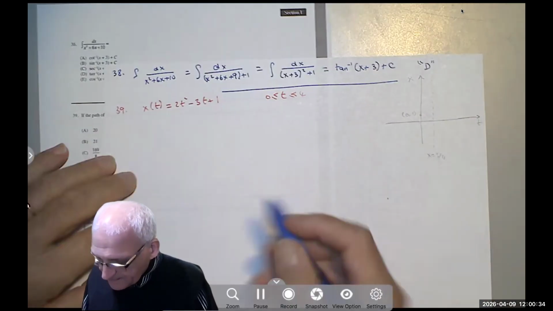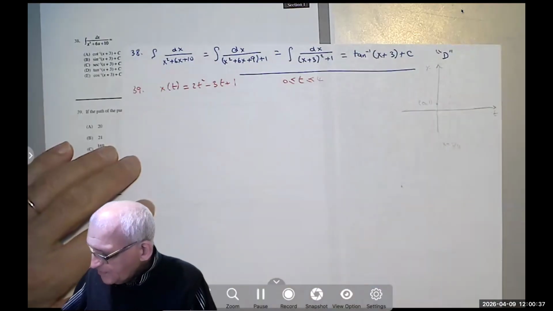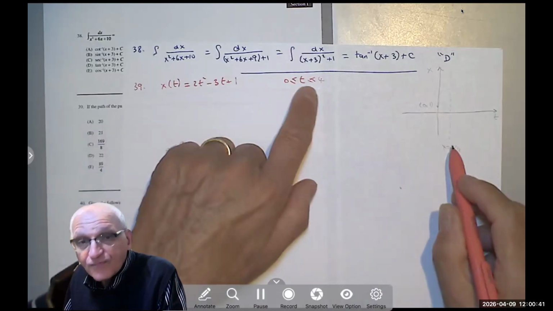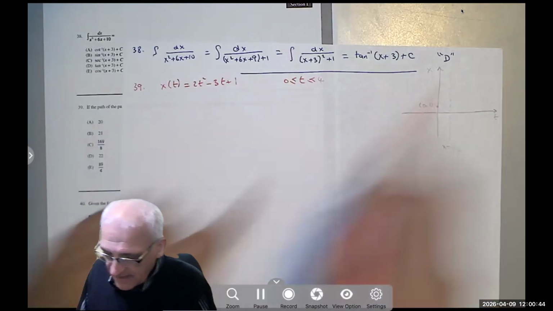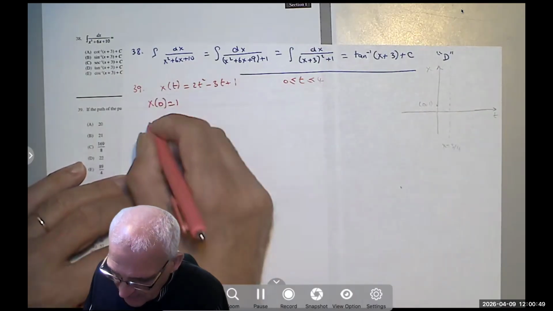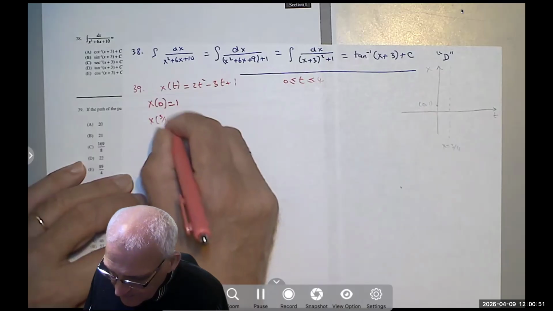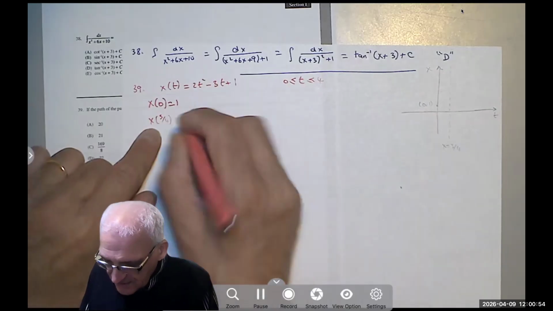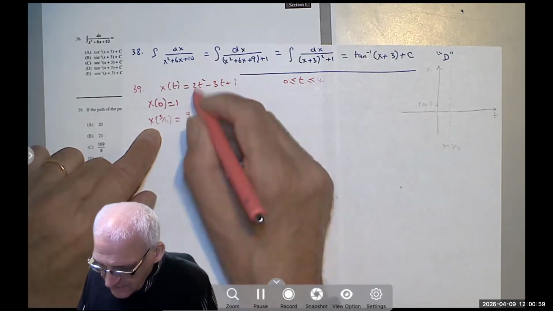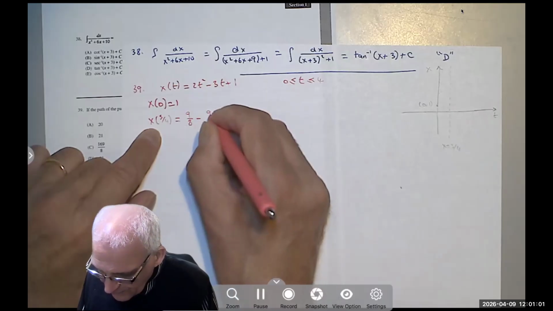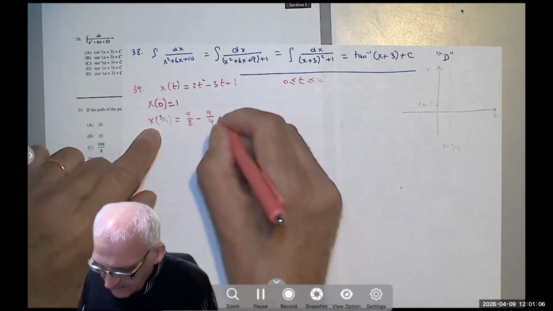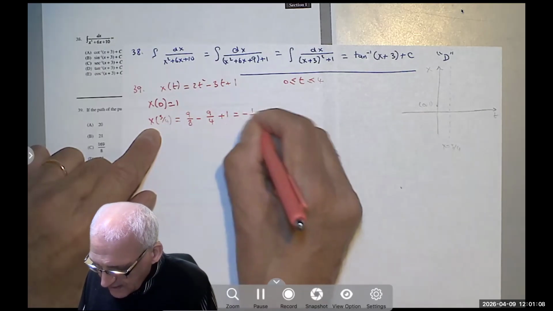So in this case, you have to find what is x of 0, what is x of 3/4, and then what is x of 4. X of 0, we know it's 1. What about x of 3/4? 3/4 squared is 9/16 times 2 is 9/8. 3 times 3/4 is 9/4. This is twice that, so when you subtract it, you will get negative 9/8 plus 1 equals negative 1/8.